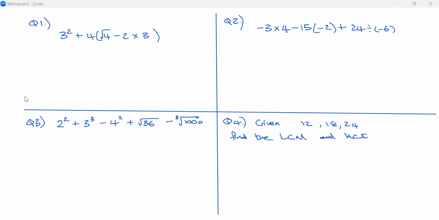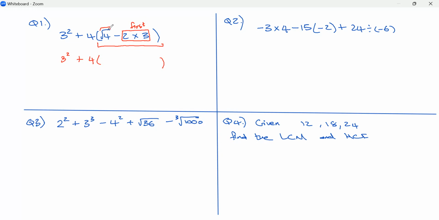So the first question here is 3 squared plus 4 brackets square root of 4 minus 2 times 3. Using BEDMAS principles, I first do the bracket, which means I don't have to worry about 3 squared or the 4. And inside the bracket, I make sure I do multiplication first. So that's going to be the first thing I do.